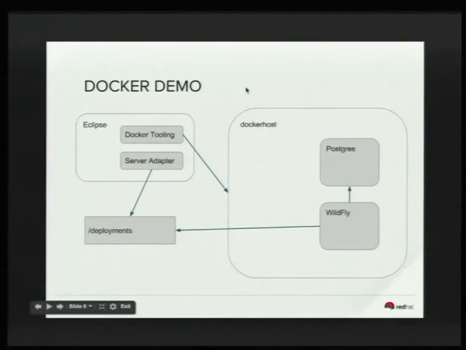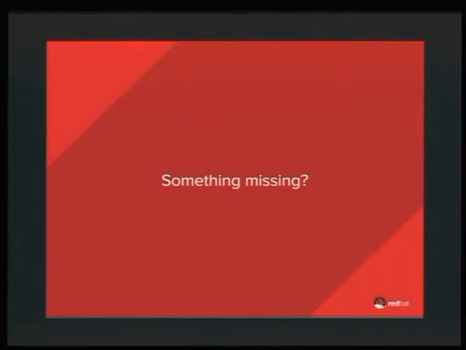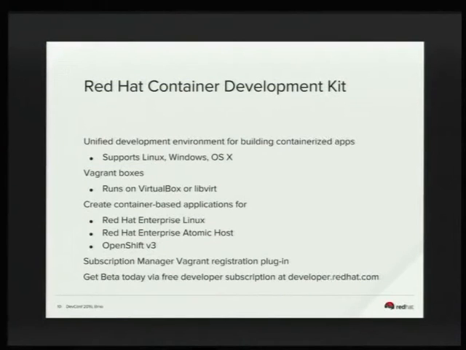Okay, so in this demo, we saw two containers running linked together, so the Wildfly server was able to use the database running in a different container. Maybe there is something missing for you if you want to start developing and then deploying your containerized applications on Red Hat Enterprise Linux or Red Hat Atomic Host or OpenShift version 3, then that's where Red Hat Container Development Kit comes into play, and it's a unified development environment for building containerized apps.